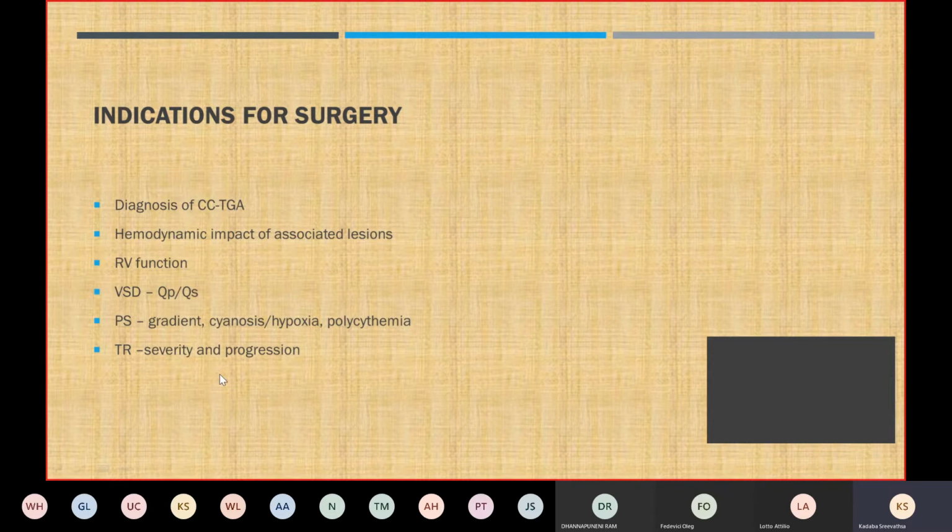Next, we have to see how significant is the tricuspid regurgitation. Is the tricuspid regurgitation mild? Will it sustain for a longer duration, or is it moderate to severe? Leaving a tricuspid regurgitation will accelerate the right ventricular dysfunction. Hence, TR stands as an important indication for surgery at the present moment.